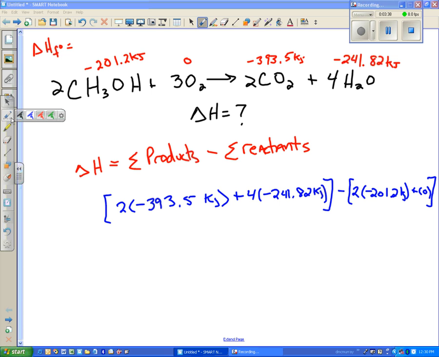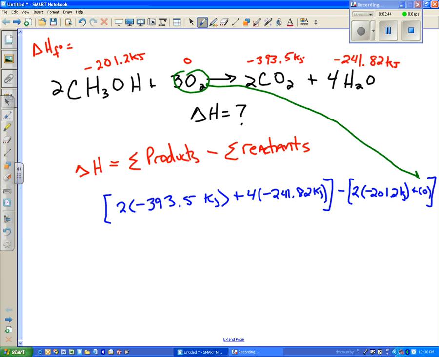And the reason that oxygen is 0 is because it's in its standard state. So look, I'm just going to point it over here and say, here's our 0 right there. And that won't play a part because oxygen is in its standard state, and anything in its standard state is 0. I encourage you to look it up in the back of your book. You'll find a 0 next to oxygen.